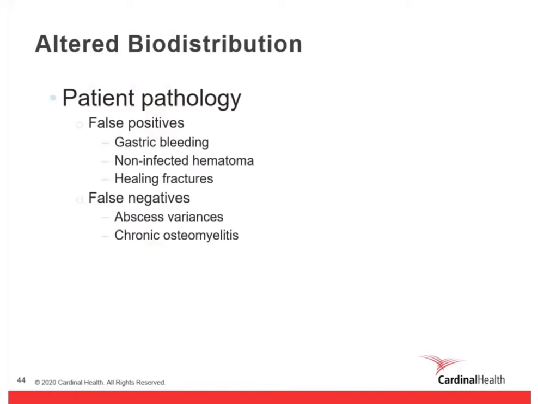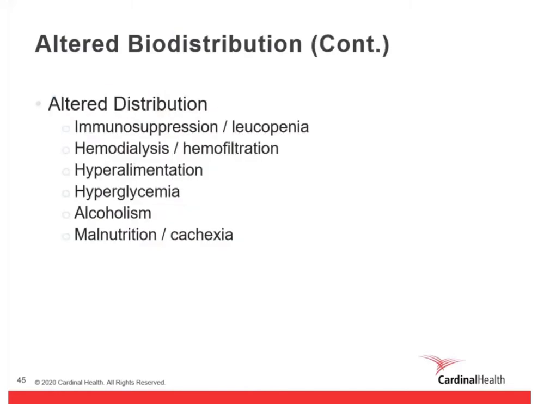In the cases of chronic osteomyelitis, we have necrotic tissue, so the white blood cells will never go there because there's not viable tissue for it to be perfused into. So that might be a case where gallium-67 would have yielded a better result. We also need to consider some other causes. What if the patient's immunocompromised or has immune suppression? Again, they're not going to have enough white blood cells to actually do the study.